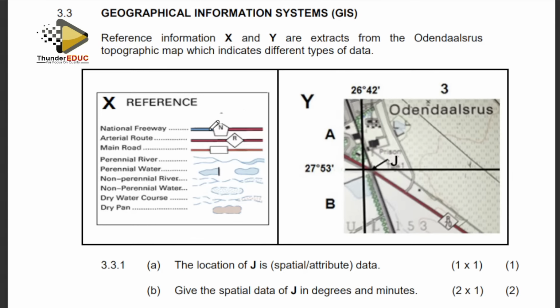Here we have the reference. National road, this is the national road. The way you see this N, arterial route, there's R there. Main road, it's like that. Perennial river, perennial water, non-perennial river, each like that. This is X. Y is here, and it is basically the interpretation of this. This is an arterial route. You can see the color here is the same color here. There is R here, there is R there. The only difference is that this is R70. Then there is a water source there, and other existing roads. These are symbols that are interpreted on the map.